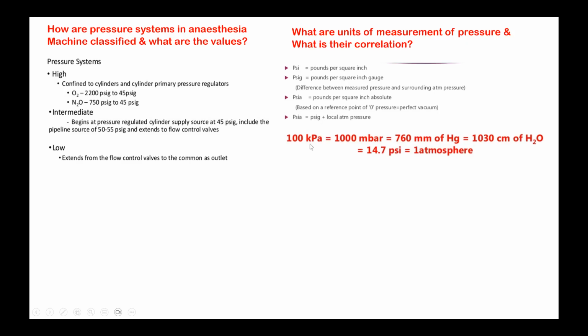So the correlation between all these various units is that 100 kilopascals is equal to 1000 millibars, or 760 millimeters of mercury, which is 1 atmosphere, or 1030 centimeters of water, or 14.7 pounds per square inch, which is also equal to 1 atmosphere. So this 760 is for 100 kilopascals; for 1 kilopascal it will be 7.6, which we roughly say is 7.5. Okay, so that is the correlation between these various measurements.